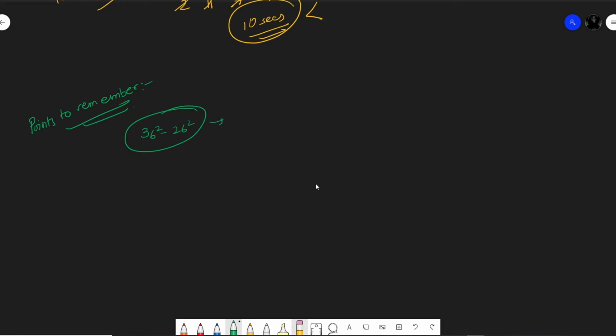If your squares are memorized, if you have memorized the square of 36, then it is pretty easy. You can do this pretty easily, right? But if you did not memorize the squares of 36 and 26, then again use that formula which I have already told: a square minus b square equals a plus b into a minus b, right? What is a plus b?